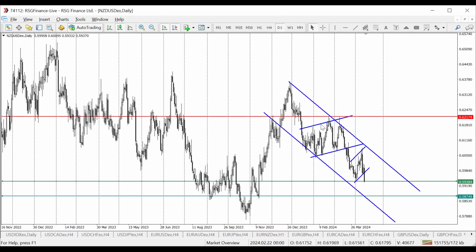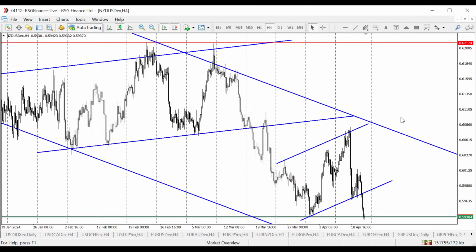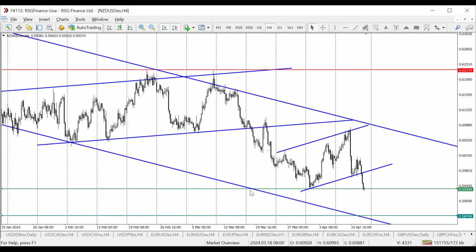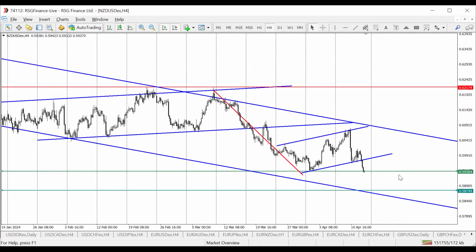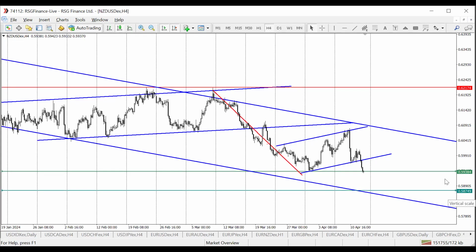So we traded the breakout of this channel within a channel. It achieved our profit target. Next thing we're seeing is that we're having another channel. So this is more like a bullish flag. This type of channel setup is called a bullish flag. So we're gearing up for another sell-off. And let me give you the immediate one, is that we will see price drop to 0.5874.